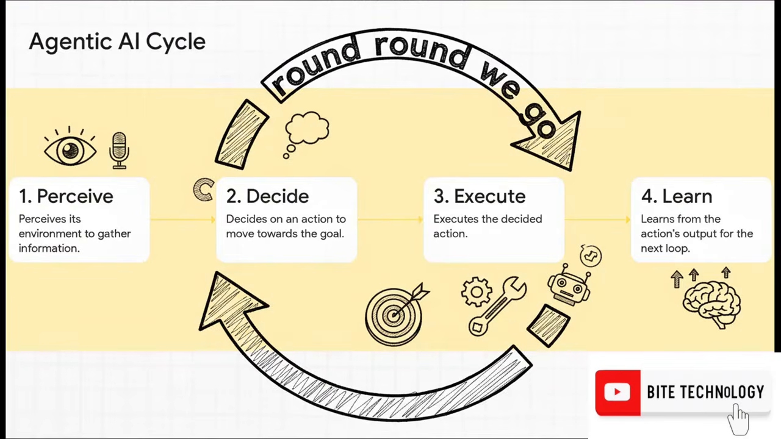See, an agent operates in this continuous cycle. First, it perceives its environment. It looks at what's going on. Then it decides what to do next. It executes that action. And then, this is the critical part, it learns from the outcome of that action. This loop just keeps repeating, with minimal human help needed to keep it moving toward its goal.